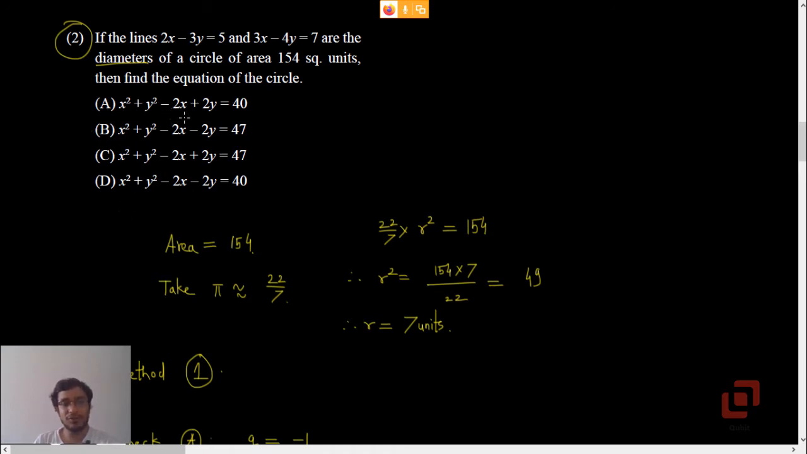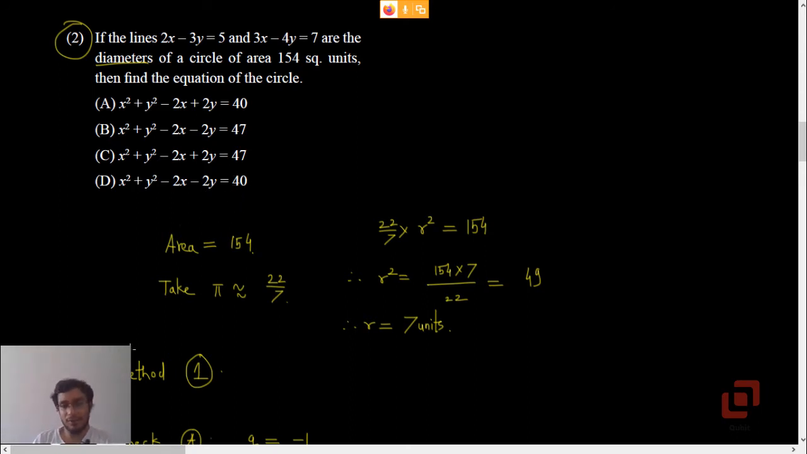Option A, x squared plus y squared minus 2x plus 2y equal to 40. In B we have minus 2x minus 2y equal to 47. In C we have minus 2x plus 2y equal to 47. And in D we have minus 2x minus 2y and the constant term is negative 40.